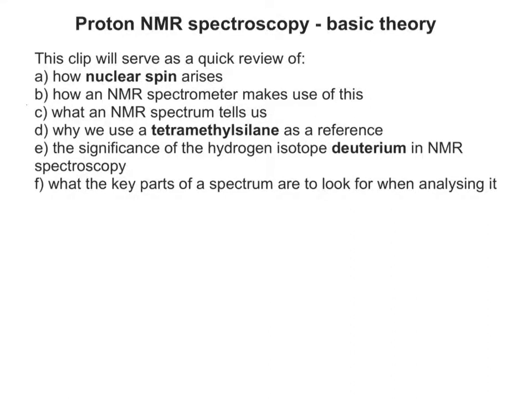Hello and welcome to this brief overview of NMR spectroscopy. We're going to cover the basic theory, so we'll talk about how nuclear spin arises and how an NMR spectrometer makes use of this, what the NMR spectrum tells us, why we use tetramethylsilane as a reference, the significance of the hydrogen isotope deuterium in NMR spectroscopy, before going very quickly through what the key parts of a spectrum are to look for when analysing it.